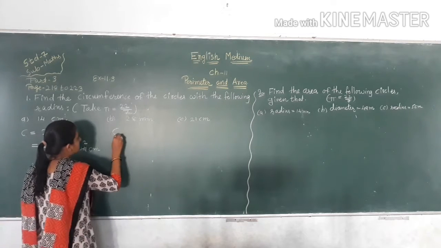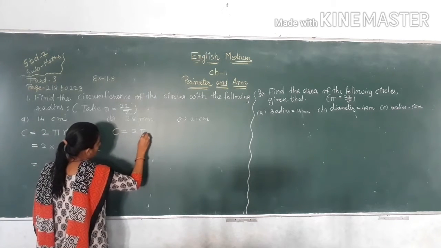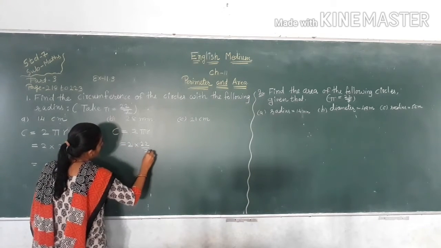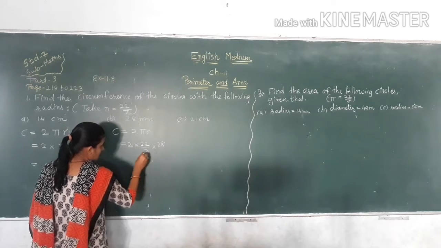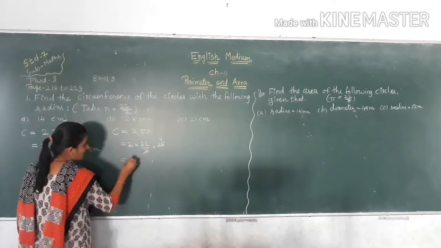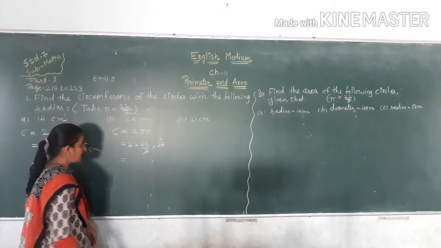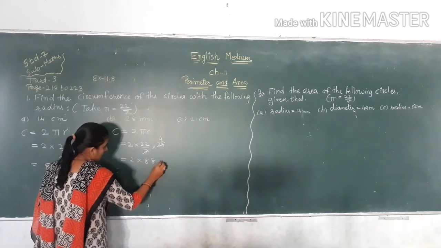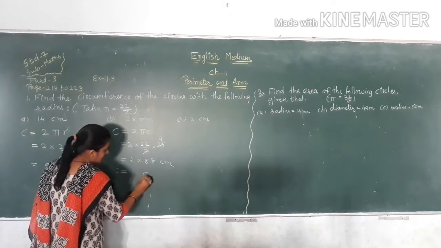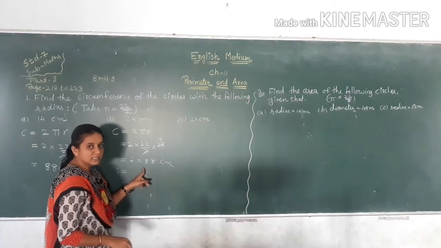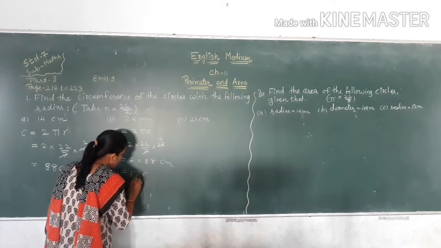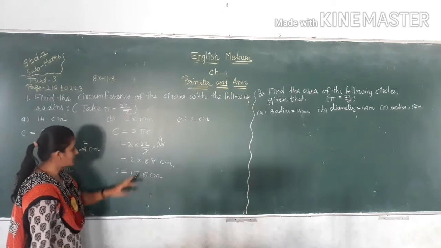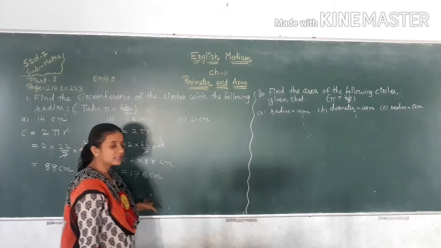Same as before, C is equal to 2 pi R. 2 multiplied by 22 out of 7 multiplied by 28. 7 fours are 28, 22 fours are 88, so 88. Then 88 times 2: 8 twos are 16, carry forward 1; 8 twos are 16 plus 1 is 17. 176 centimeter. That means the circumference of the circle is 176 centimeter.